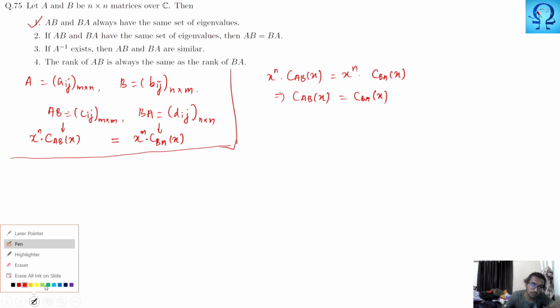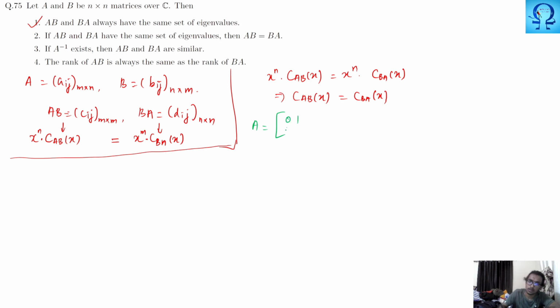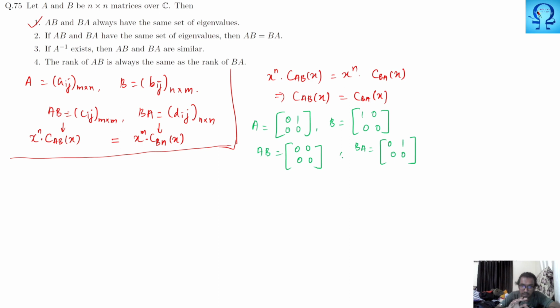For which, let me choose some matrices. A, I am choosing it to be 0, 1, 0, 0, and B, I am choosing it to be 1, 0, 0, 0. If you make the product AB, what you are going to get is a 0 matrix. You can make the product and check. And when you find BA, you would get 0, 1, 0, 0. Of course, the characteristic polynomial and the eigenvalues are the same. Yes, of course, they are the same. But AB is not the same as BA.